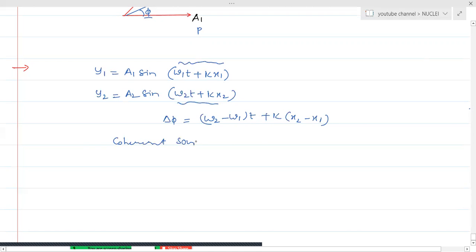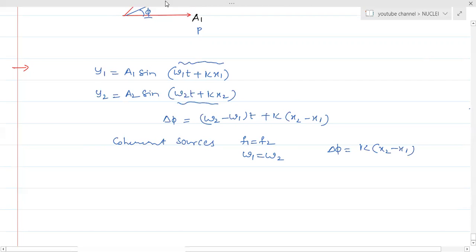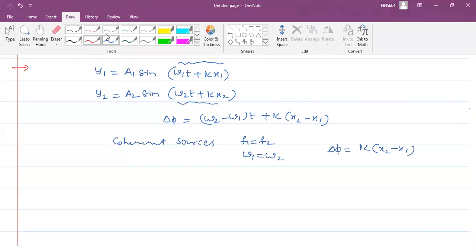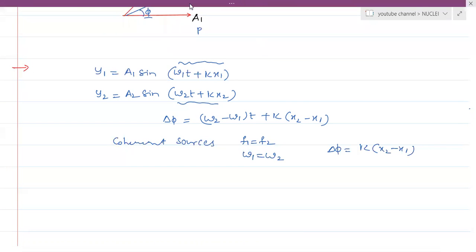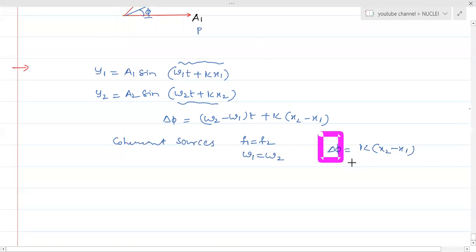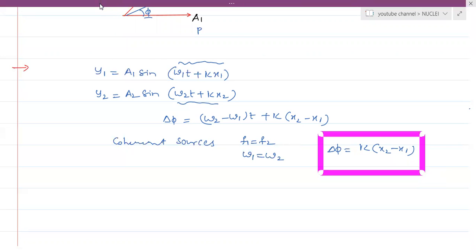Suppose y1 and y2 are waves generated from coherent sources. Already we know from wave optics that coherent sources mean their frequencies are the same, wavelengths are the same, or the angular frequencies are also the same. In such a case, the phase difference becomes k into x2 minus x1. So this will be the discussion.